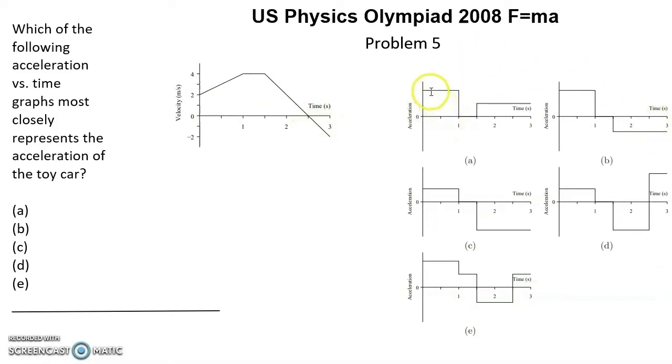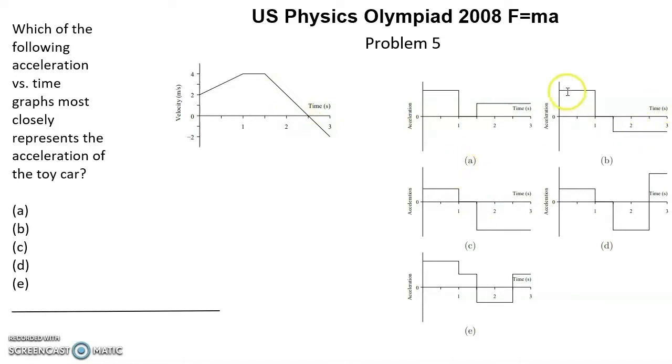Graph A. We have positive here, from 0 to 1. We have 0 from 1 to 1.5. But here we have positive, so it's no good. We're supposed to have a negative. So A is no good.